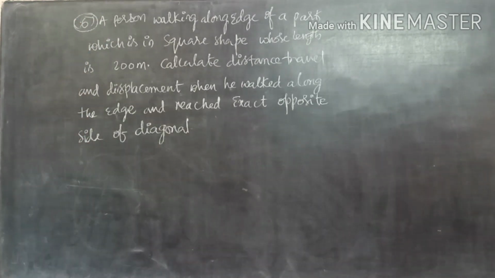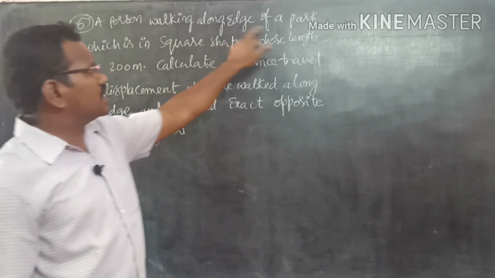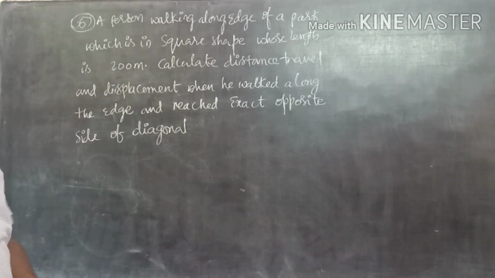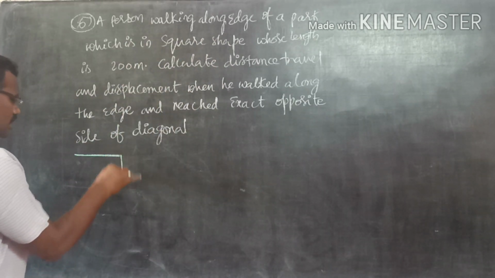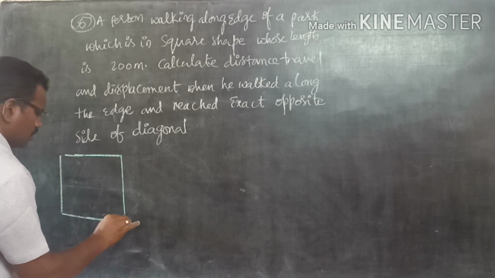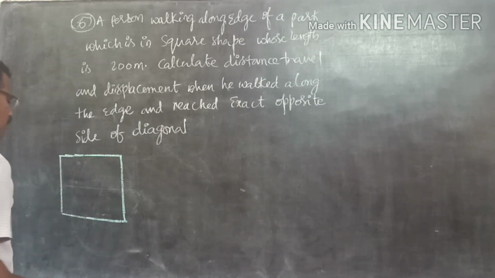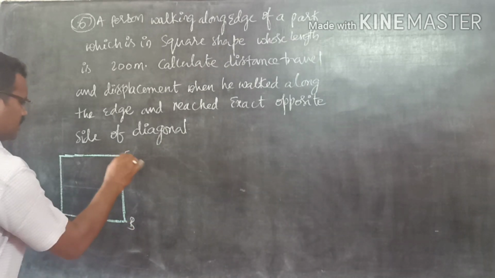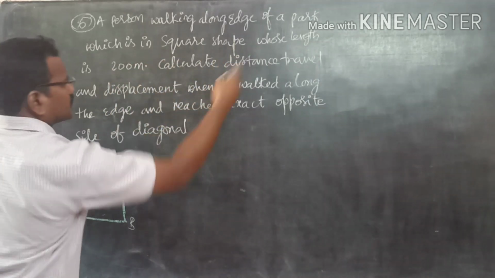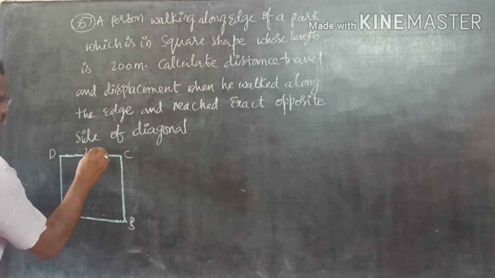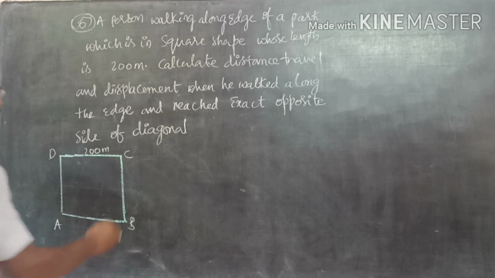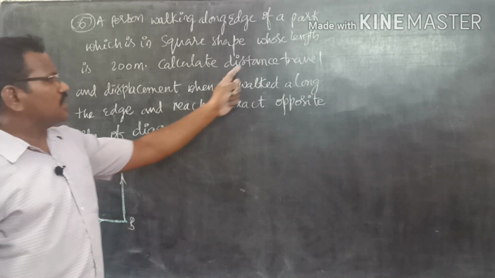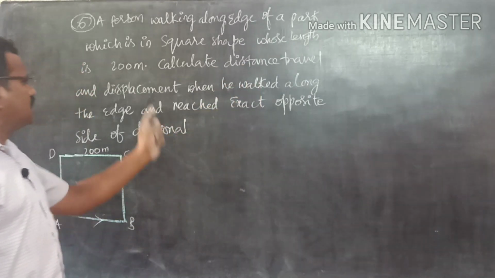Now see this problem. A person is walking along the edge of a park which is in square shape. Stop the problem there. First of all, we should draw a square shaped park. If you consider this is a park in square shape, the vertices may be A, B, C, D and the length of each side is 200 meters. So this also becomes 200, 200, 200. Then what should we find out? We should find out the distance traveled and displacement.